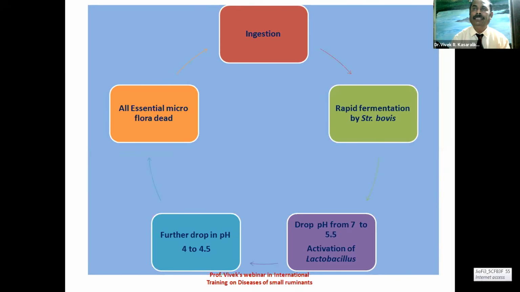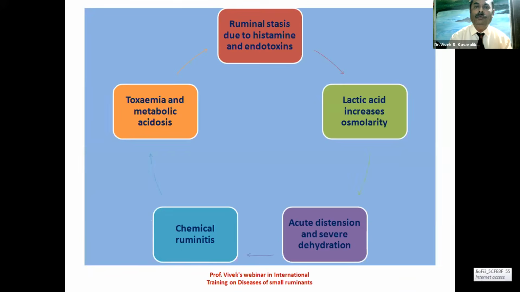So all the essential microorganisms which contribute to rumen digestion die because of the drop in pH, because they cannot sustain the drop in pH. This is the basic mechanism that happens during ruminal lactic acidosis. Then what next? Because of all the processes we have encountered, all essential microflora are dead.